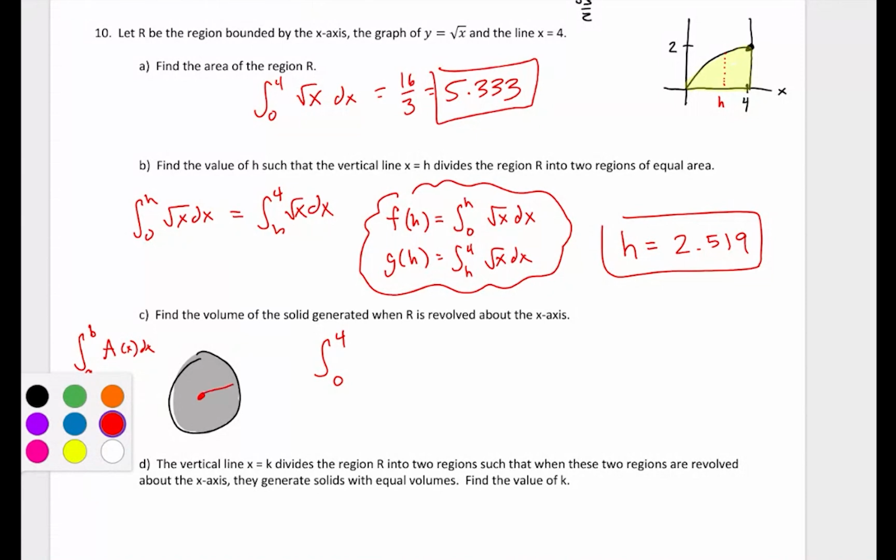This radius here is going to be just the value of the function. So pi times root x squared dx. Now you should know that, of course, the square root of x squared is just x. So that works out pretty nice. But yeah, we'll just type this into Desmos either way.